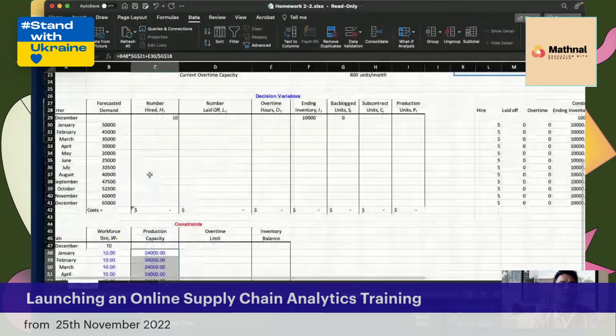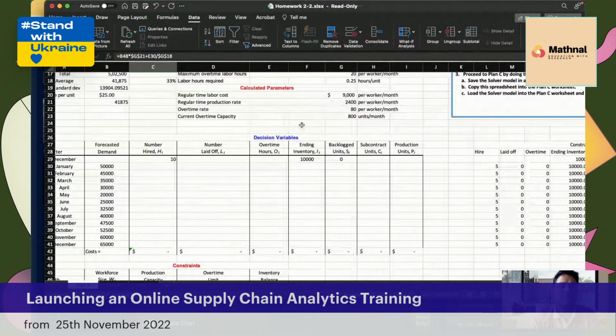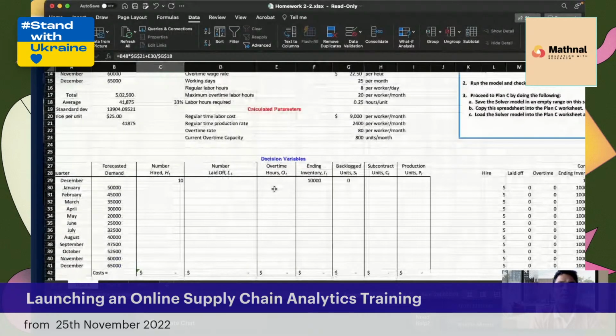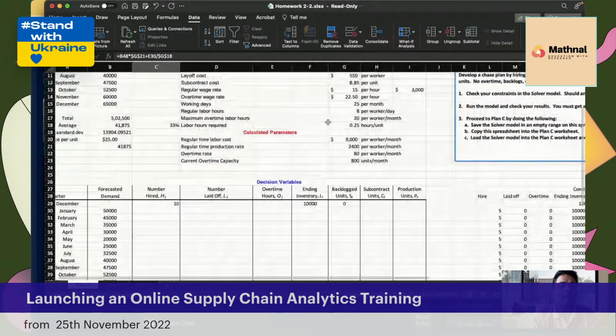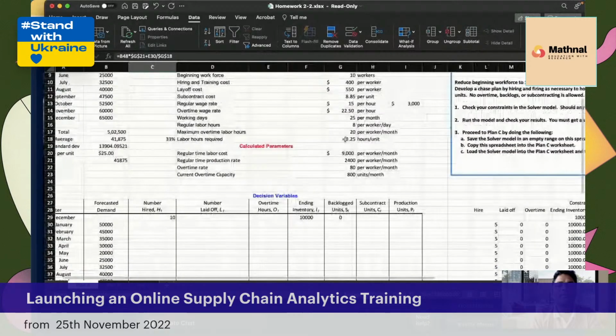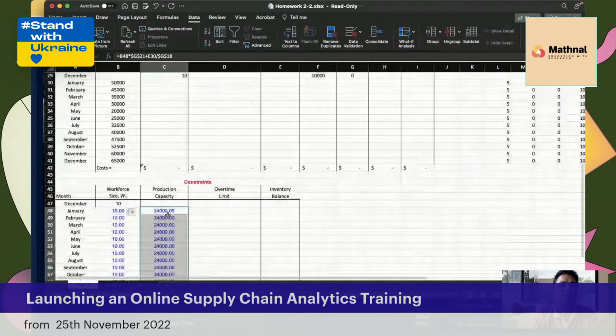So this is going to give me production capacity, the number of workers for each month into their regular production output, that is 2,400 per worker per month, plus the overtime. If I have overtime hours, so how many units I will produce in that particular hours. So if you look at 0.25 hours per unit, overtime hours divided by 0.25 hours per unit gives the total overtime production. So this is what I have to use for production capacity.